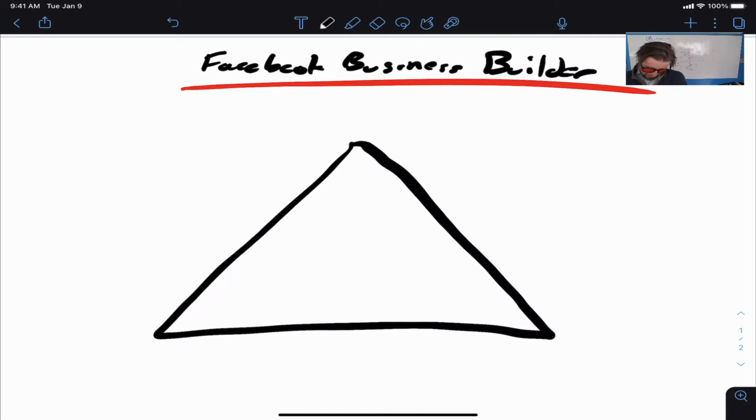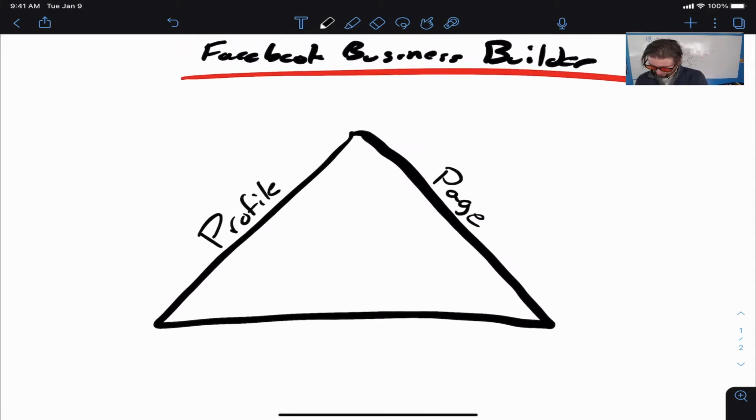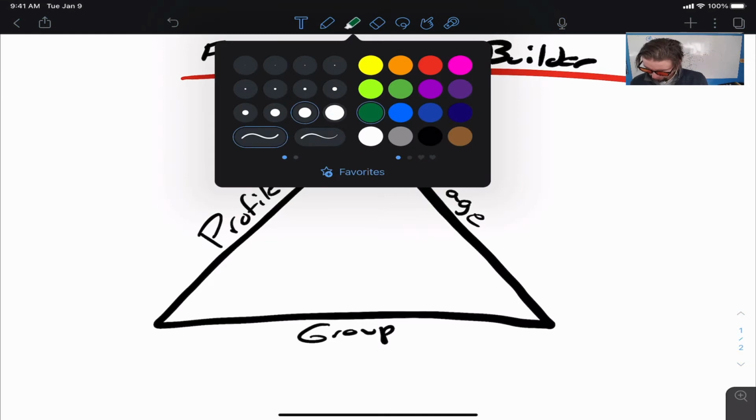There's really three aspects to Facebook we need to pay attention to. The first is the profile. This is your personal Facebook account. The second is what's called the business page. And then the third layer to the equation is the Facebook group. Now, let's break these down one by one.